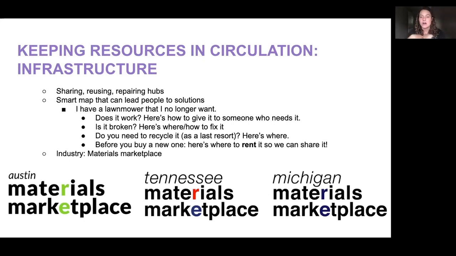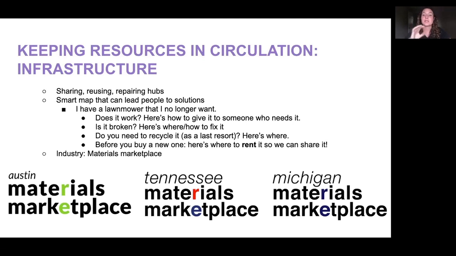Imagine that I have a lawnmower that I no longer want. I can go into this resource and we can go through the list. Does it work? Here's how to give it to someone who needs it. Is it broken? Here's where and how to fix it. Do you need to recycle it as a last resort? Here's where you can recycle it. And before you buy a new one, here's where to rent one so we can all share it. We'd also have to make this universally accessible so that it's not limited to those with smartphones and access to apps. A used marketplace is also a cool example of an infrastructure solution here.